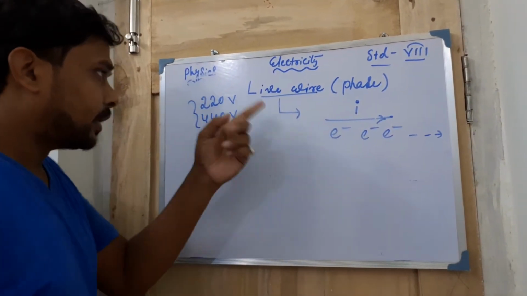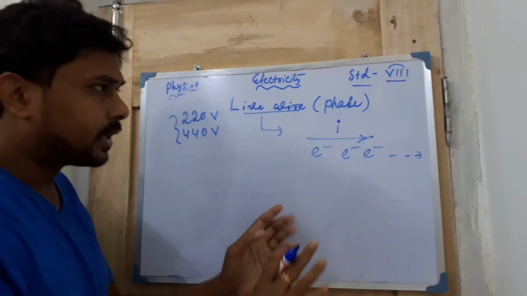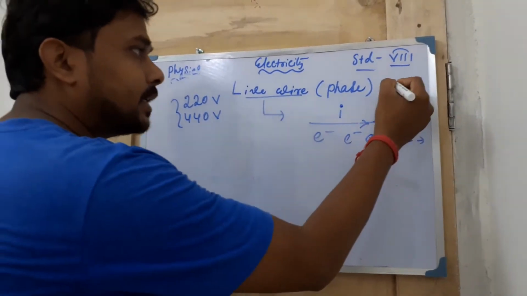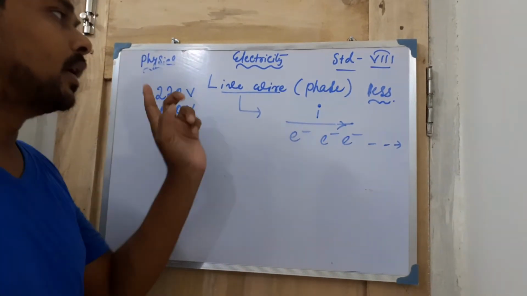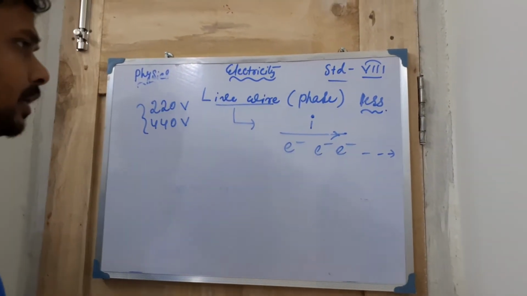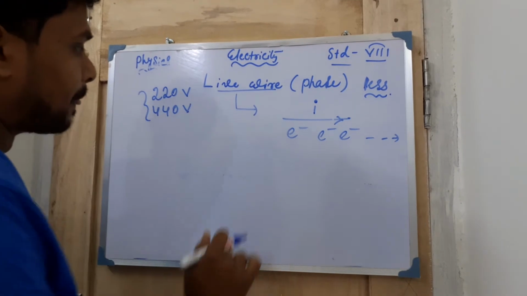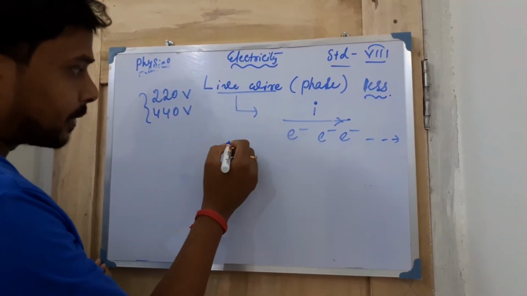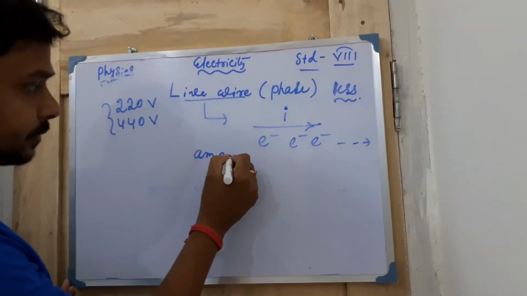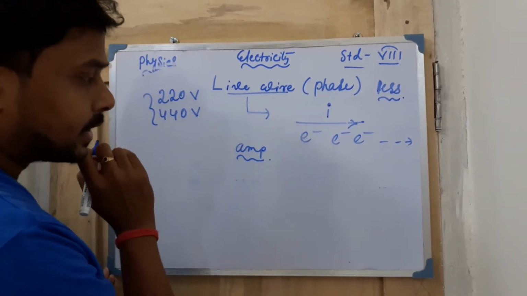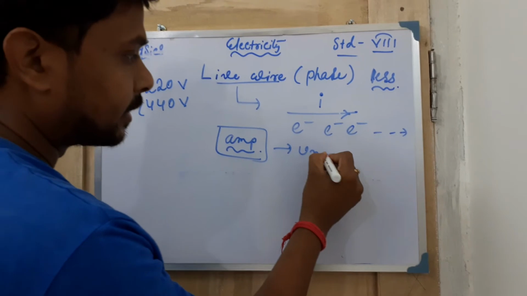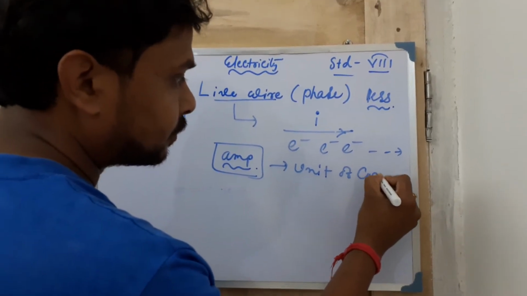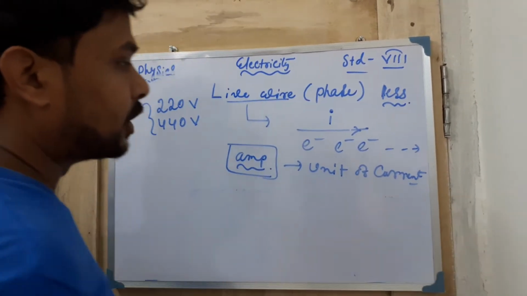Okay, now this wire has no need to be grounded. Here the resistance of this wire is very less, so that's why the current will flow through this wire with a very high speed. Okay, the unit of current is ampere. Amp is the unit, in short form it can be written, that is the unit of current.